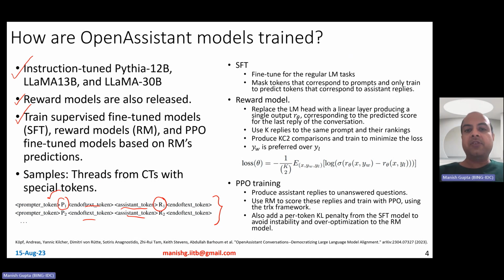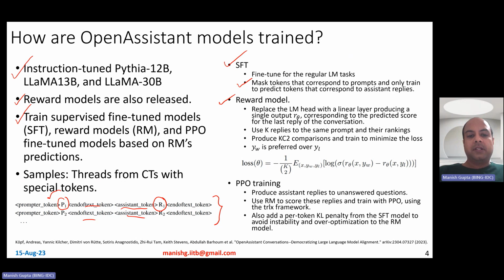As part of supervised fine-tuning, it was fine-tuned using the regular language modeling objective with a small tweak: you mask tokens that correspond to prompts and only train to predict tokens that correspond to assistant replies. So you compute loss with respect to assistant replies.